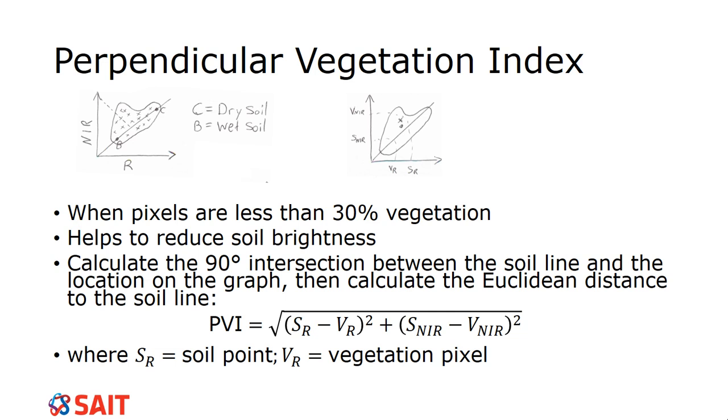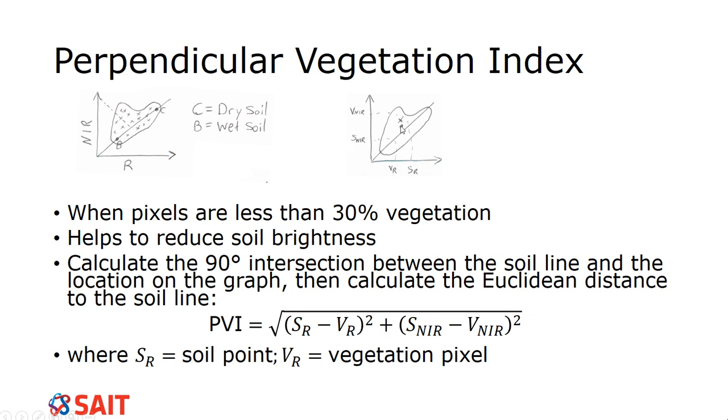So what ends up happening is you end up with a lot of soil contributing to the pixel value. And so we're trying to remove that. Anything on that soil line, we're trying to get rid of it, so it reduces that value. Then we end up with just vegetation in the pixel in our final result. So here we calculate the 90-degree intersection between the soil line and the location on the graph. So here's X. This is the point that I'm at. I'm going to draw a perpendicular line to my soil line, and then I'm going to calculate the Euclidean distance to the soil line. So my PVI value is the Euclidean distance.